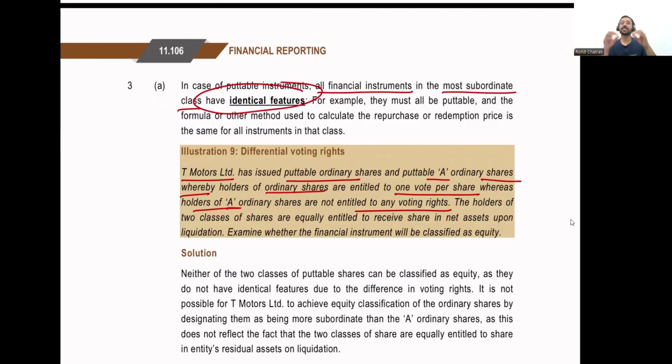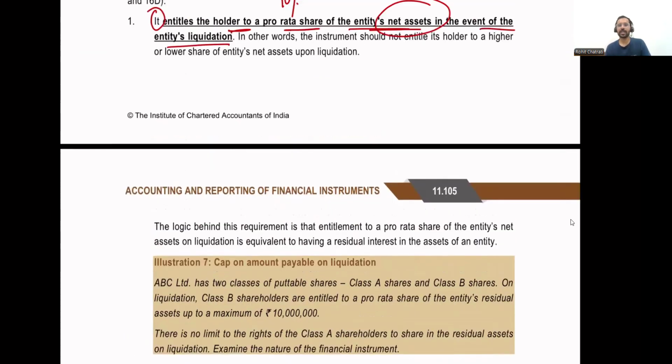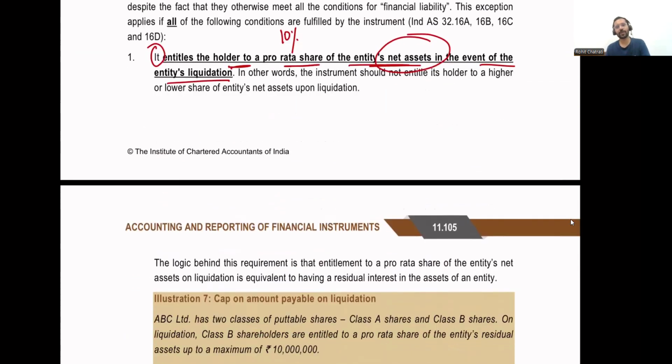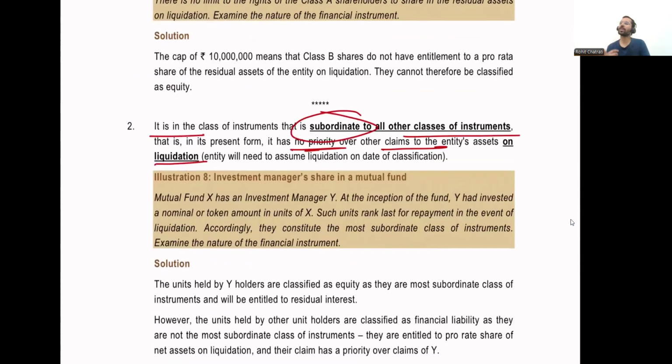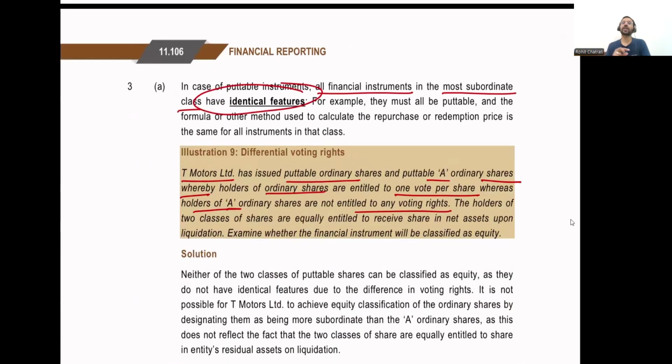Since they're ordinary shares, obviously they are going to receive a pro rata share in the net assets of the company. So condition number 1 is satisfied, because they're going to receive a pro rata share in the entity's net assets at the time of liquidation, and they are also going to be subordinate to other classes of instruments. So condition 1 and condition 2 are satisfied by both these puttable shares, by the normal class and by class A.